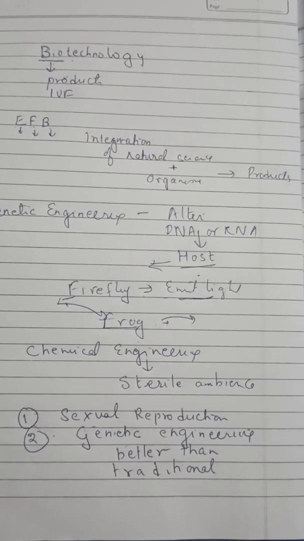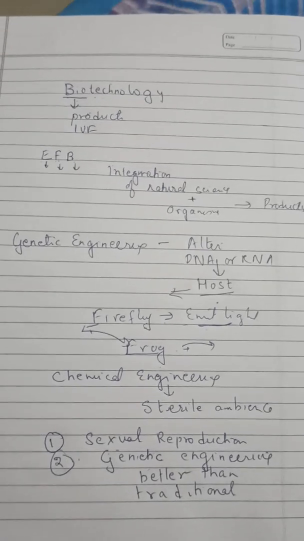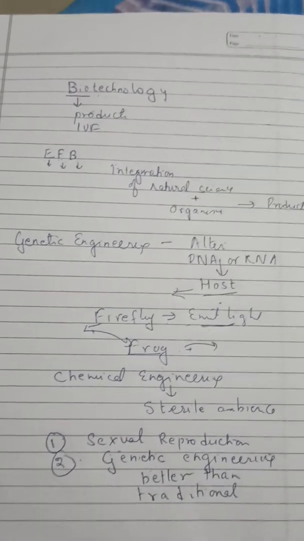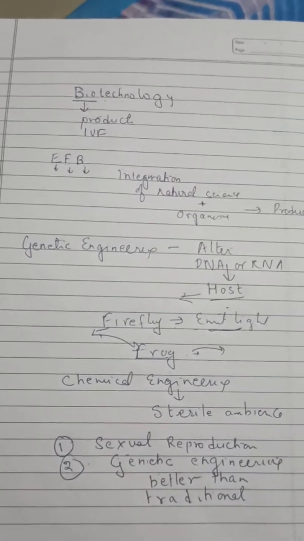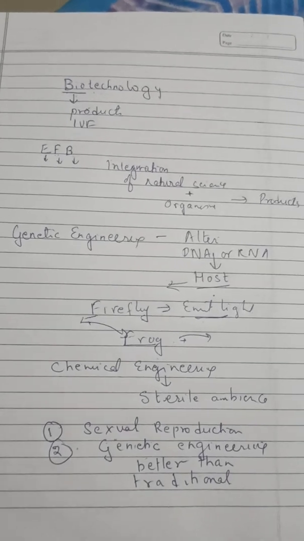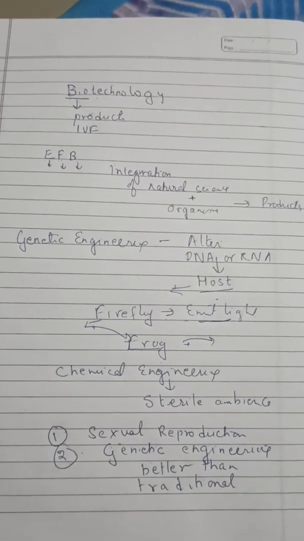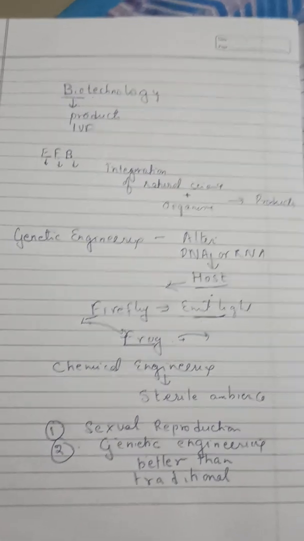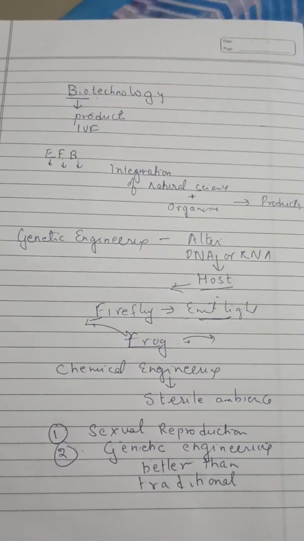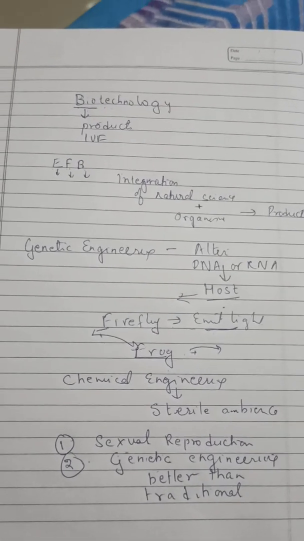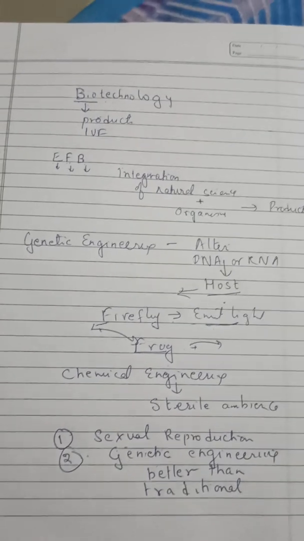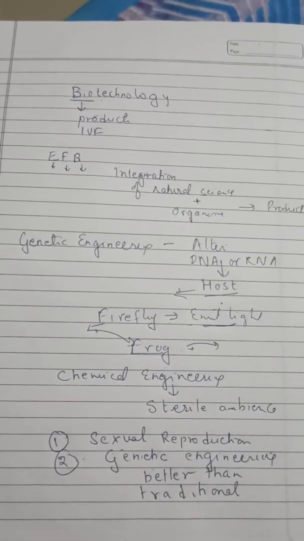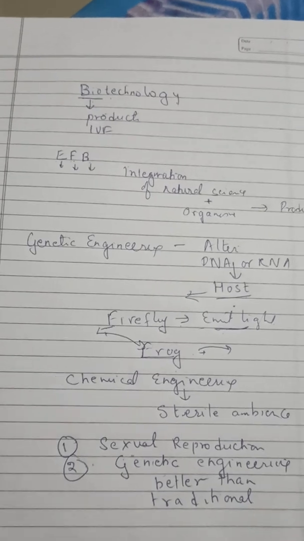In genetic engineering, we are only taking the desirable gene. I gave you the example here of firefly. The desirable gene that we want is the gene to emit light. So we are only taking that gene of interest. It's called the gene of interest. So that is the desirable gene which we want to introduce into the frog. Frog is the host organism, or you can say that is a target organism.